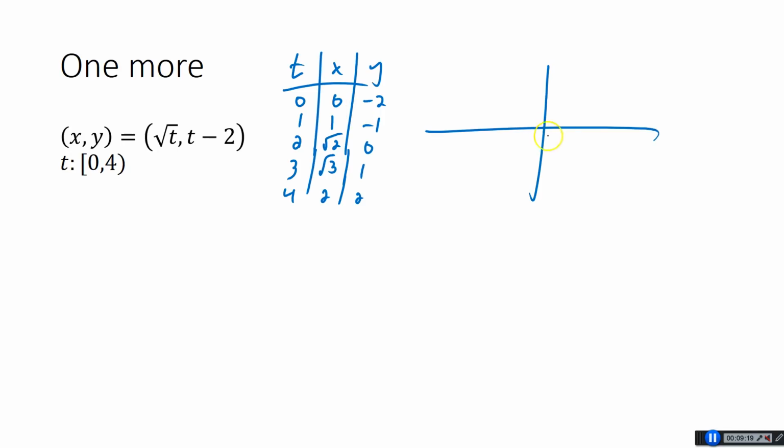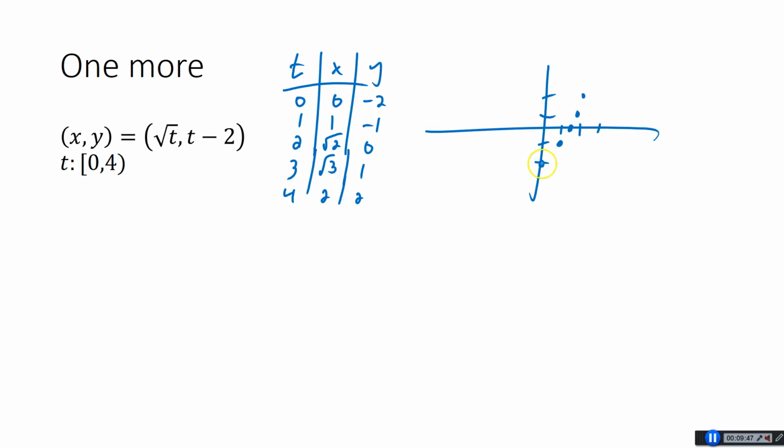So let's see, we have 0, negative 2, so I'm just plotting these x comma y. Then we have 1, negative 1, right there. And then we have root 2, 0. Root 2 is like 1.4, so that's going to be like right there. Then we have root 3, 1. It's going to be like right there. Root 3, I think, is like 1.7 something. And then 2, 2. Right there. Oh, that was pretty terrible. 2, not 3. There we go.